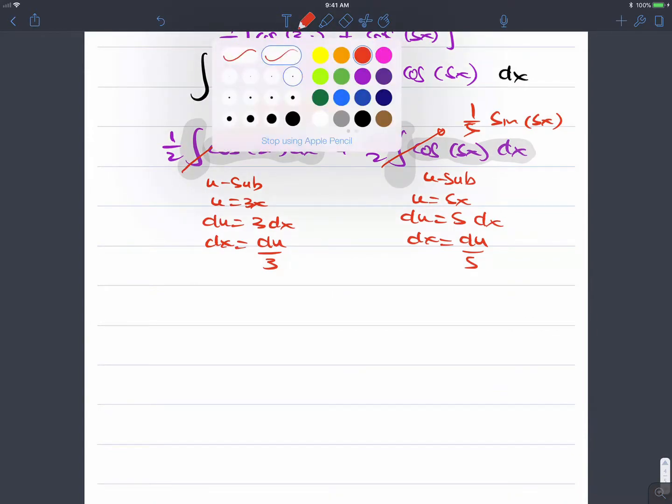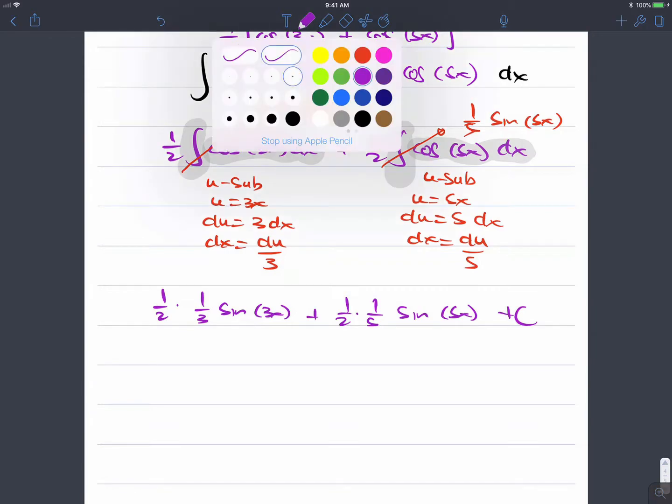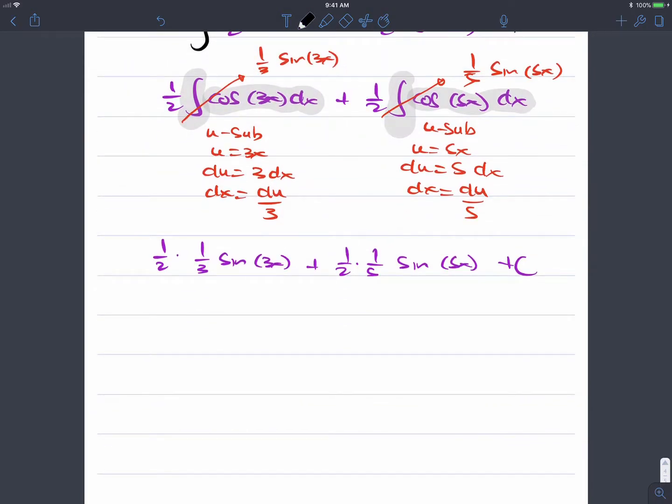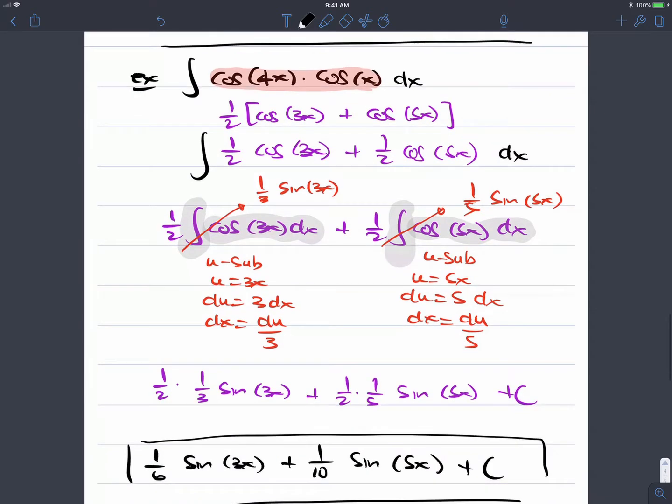So let's write everything down. 1/2 times 1/3 sine 3x plus 1/2 times 1/5 sine 5x plus our c. So here's our final answer: 1/6 sine 3x plus 1/10 sine 5x plus that c. And there you go. This is the integral of the product of two cosine functions.